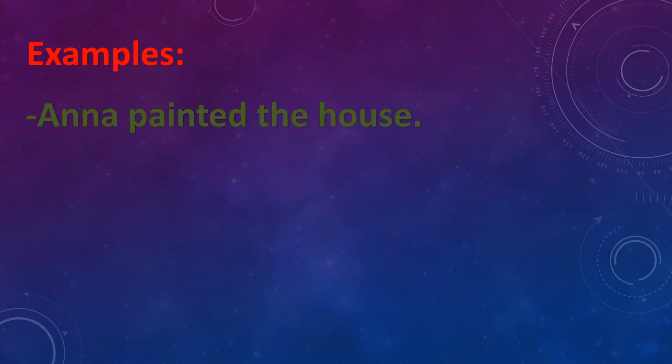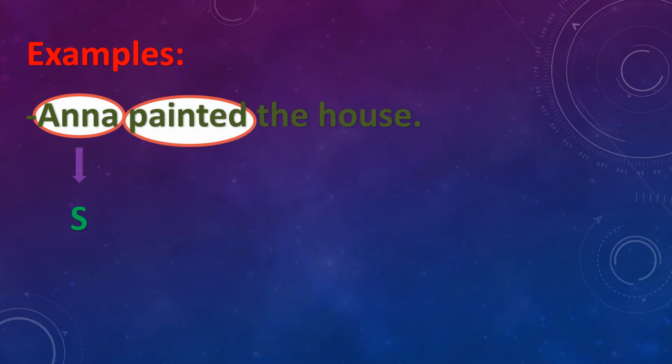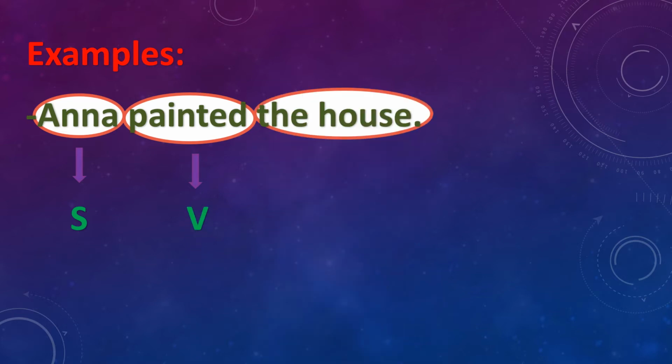Anna painted the house. So let's start with Anna. Anna here is the doer of the action. So Anna here is the subject, because the subject is the doer of the action. Okay, let's move to painted. Painted here is the action itself. So it is the verb. And the house here receives the action of painting. So the house here is an object.